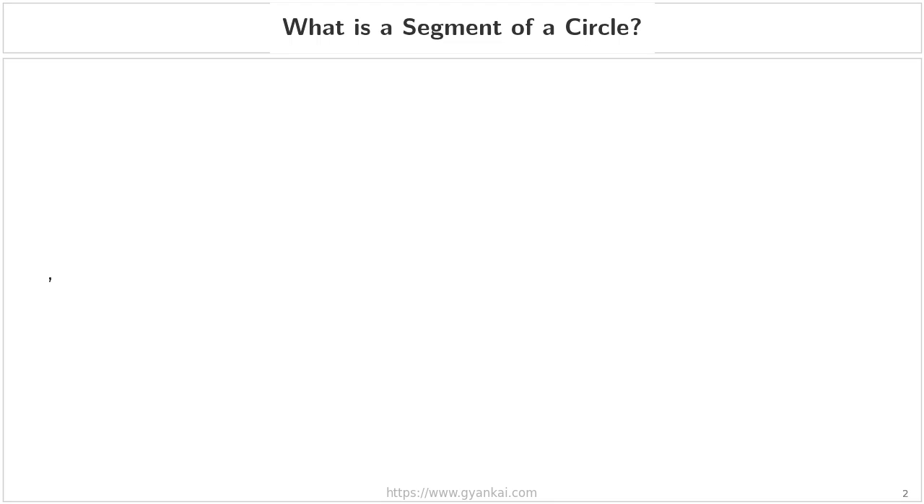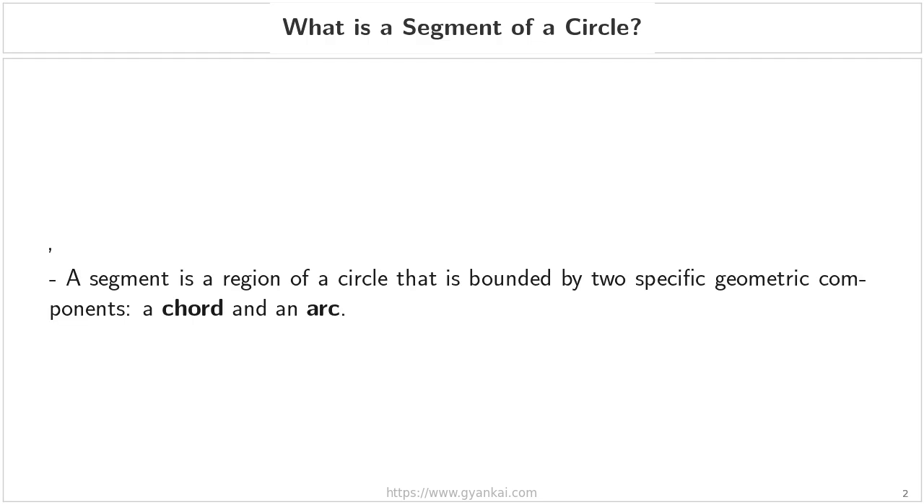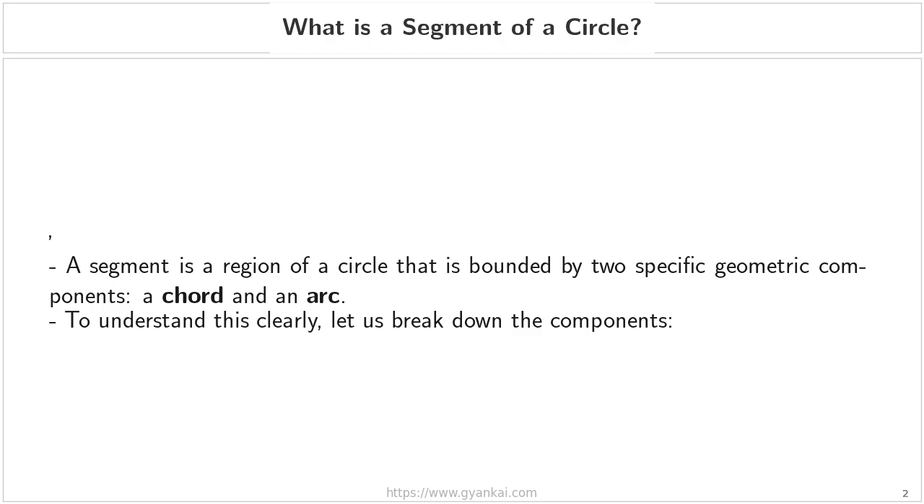What is a segment of a circle? Now that we've recalled what a sector is, that classic pie slice from the center, let's dive into our main topic for today. What exactly is a segment of a circle? To define it precisely, a segment is a specific region within a circle that is bounded by two geometric components, a chord and an arc. To make sure we have a solid foundation, let's break these two components down individually.